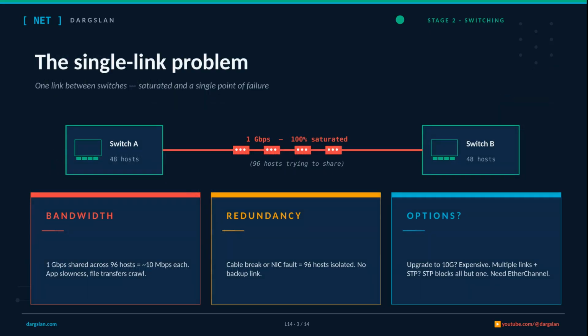So let's start with the pain point that makes all of this matter. Picture two switches connected by a single 1 gig link with 48 hosts on each side. That's 96 devices fighting over the same pipe, which works out to roughly 10 megabits each when it's saturated. And it gets worse. If that one cable fails or the NIC dies, both sides go dark. Upgrading to 10 gig is pricey, and just adding more cables won't help either, because spanning tree will block every link except one. That's exactly the gap EtherChannel is built to fill.